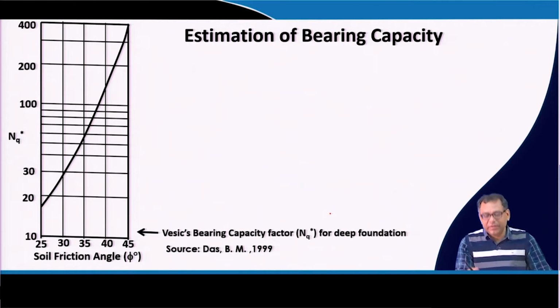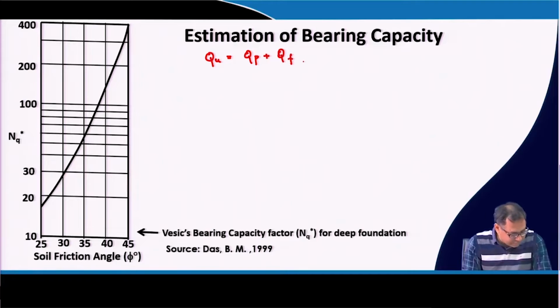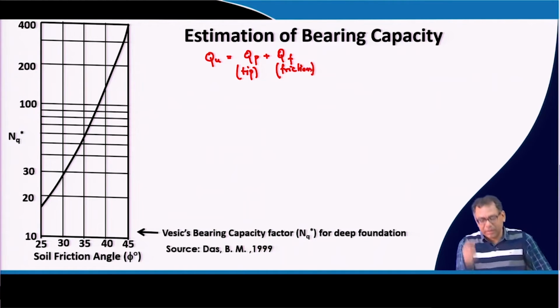Next, how we can determine the bearing capacity for a well foundation. So, for estimation of bearing capacity, which is also the same as the pile foundation, the ultimate bearing capacity or load carrying capacity of the well is Qp, that means tip, plus Qf, the friction contribution. So, this is the tip contribution, this is the friction contribution. So, the summation of these two under compressive load.